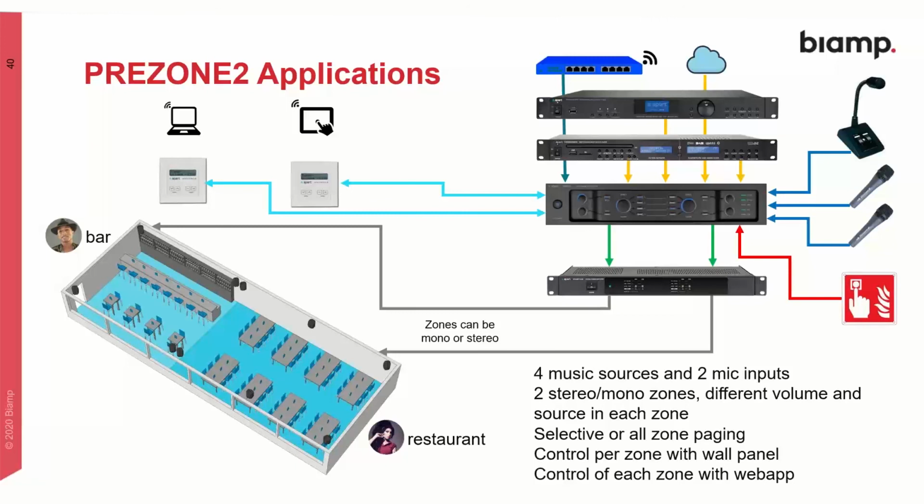Got another question from Jagdish. How many PREZONE2 can be connected to a network? I think it's a lot, but I think it's probably up to about 128 or something. I'd have to check on that, so I will check on that, Jagdish, and let you know, unless any of our engineering team are in on this webinar. Doesn't look like it, so I'll find out and let you know.